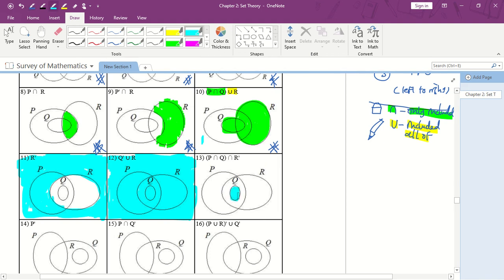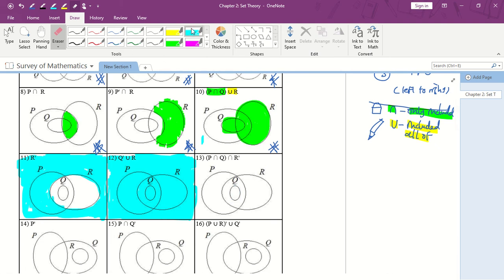Right. Intersect R prime. Intersect is what? Intersect means that you need to include only the R prime region. So what is your R prime region? Your R prime region is outside of R. That means other things that are not outside of R, you remove. So you remove. That's all.